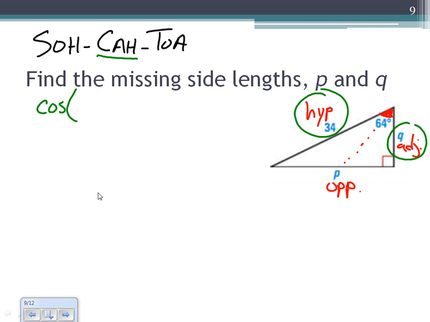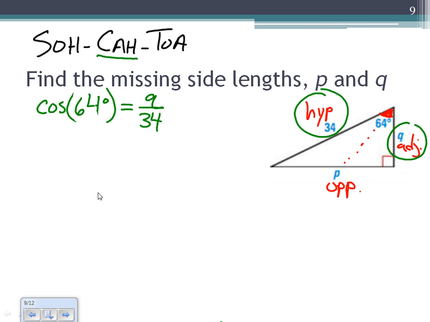Cosine of 64 degrees equals Nicole? Q over 34? I agree.